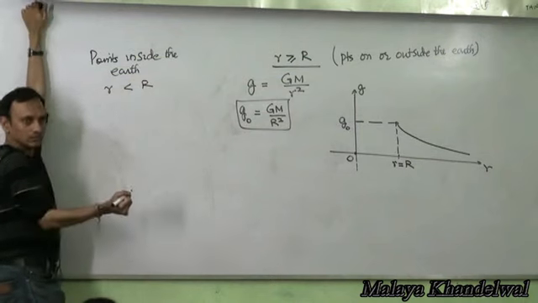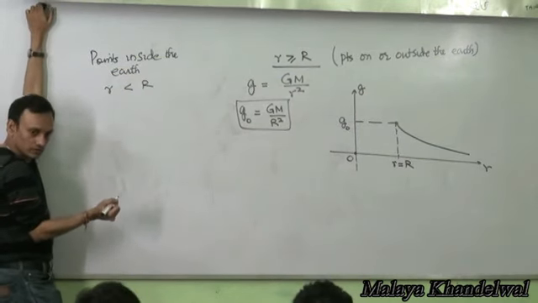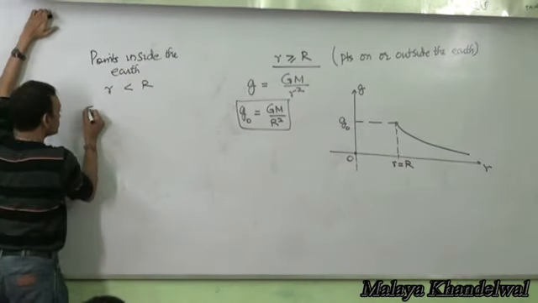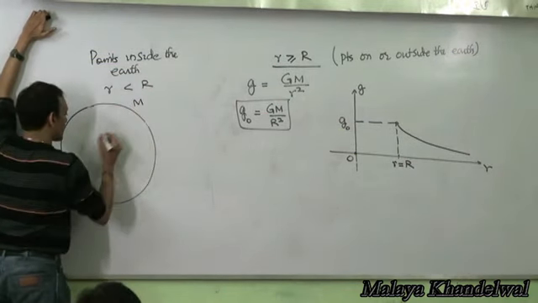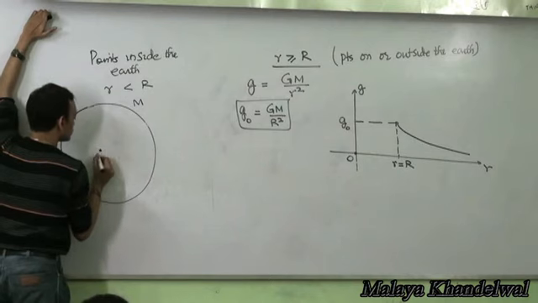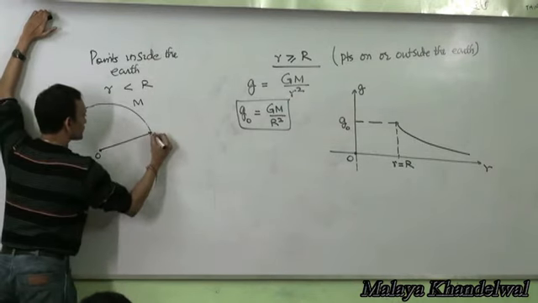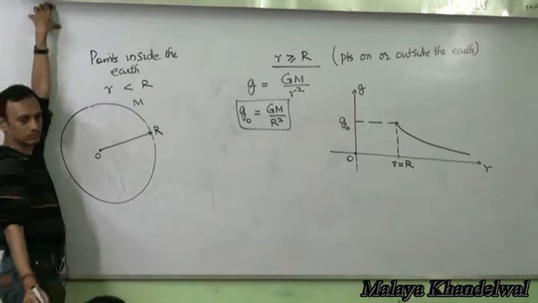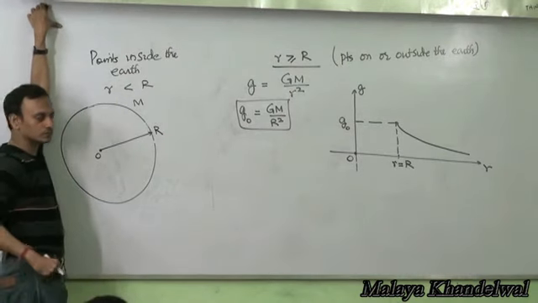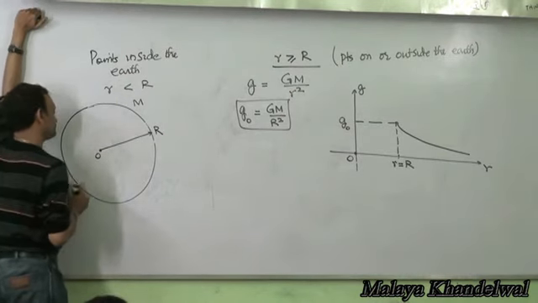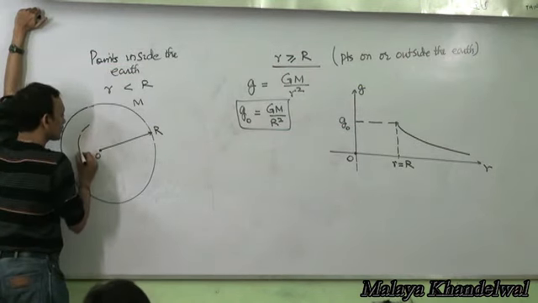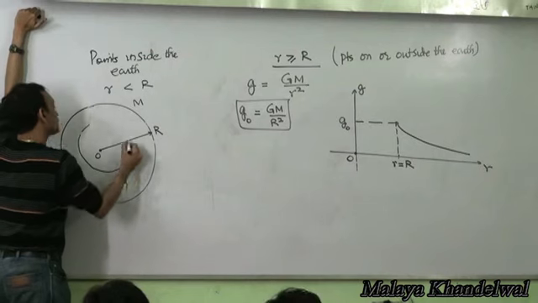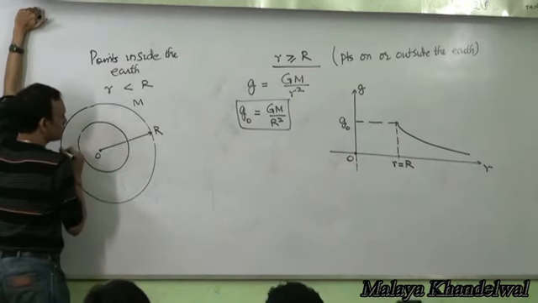Small r less than capital R, small r less than the radius of the earth. This is the earth. The mass of the earth is capital M. The center of the earth is O. The radius of the earth is capital R. Let's say we will assume that the earth is uniform and perfectly spherical.